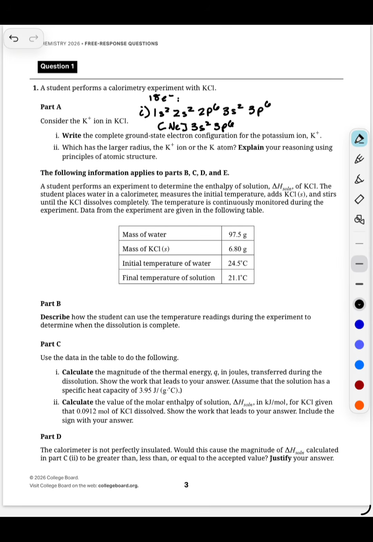So for the second part, they ask, which has the larger radius when you're comparing the potassium ion and the potassium atom, and then explain your reason using the principles of atomic structure. Like I was just saying, before it becomes an ion, that last occupied sublevel is 4s1. So that's on the fourth ring compared to the potassium ion's outermost ring only being on the third energy level. That is your justification for the atomic structure. So we would say that the potassium atom has a larger radius.